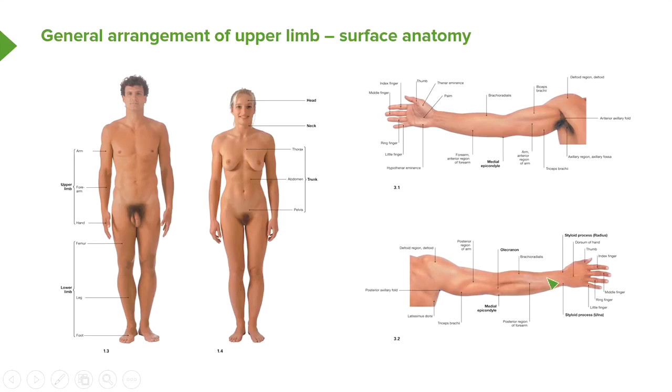Remember that the forearm is connected to the hand via the wrist joint, and we have what are known as two styloid processes of the radius and the ulna, and we'll look at these in detail when we look at the osteology. Both these styloid processes, the radius being lateral and the ulna being medial, are bony prominences that can be palpated at the wrist joint.